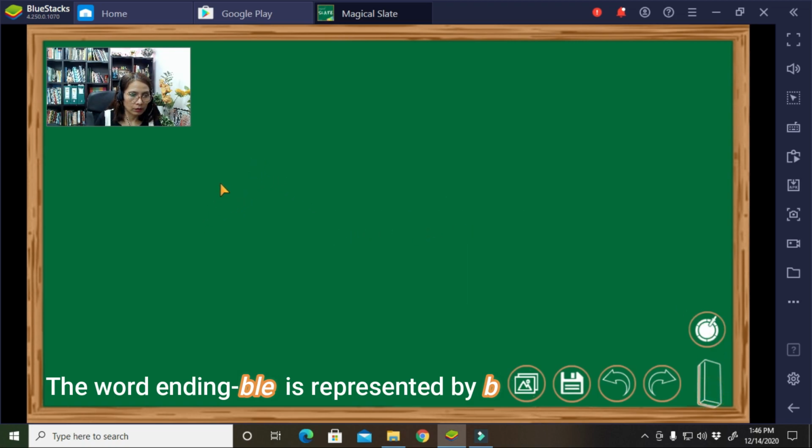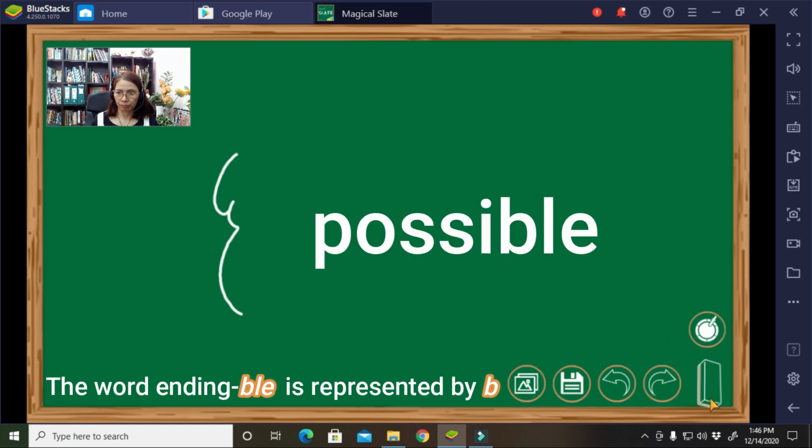What about this symbol followed by a downward dip hook and a left S, then the word ending B for ball. The word now is, that's right, it's possible.